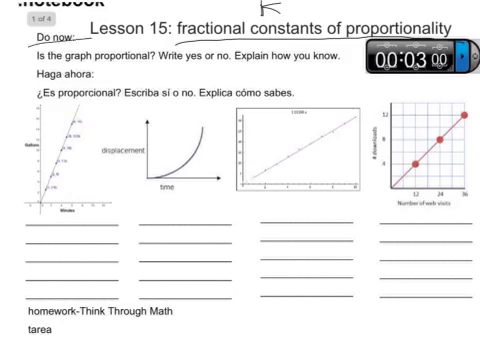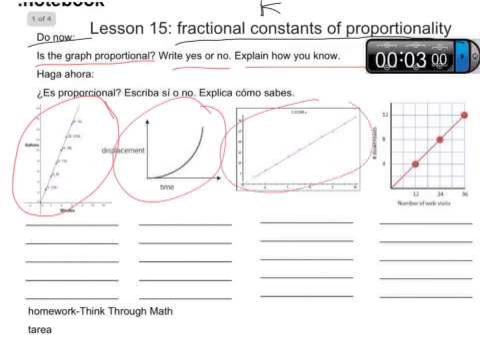Do now. Is the graph proportional? Write yes or no. Explain how you know. So for the do now, you need to write whether or not this graph, this graph, this graph, and this graph are proportional on these lines. And you need to explain your answer. Pause the video if you need more time to do this.